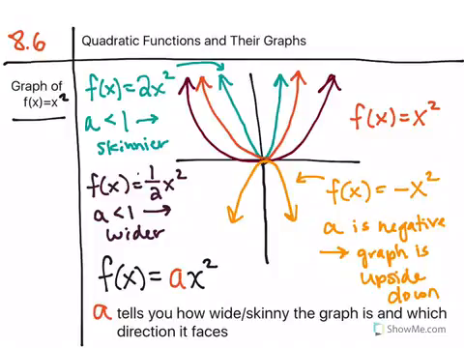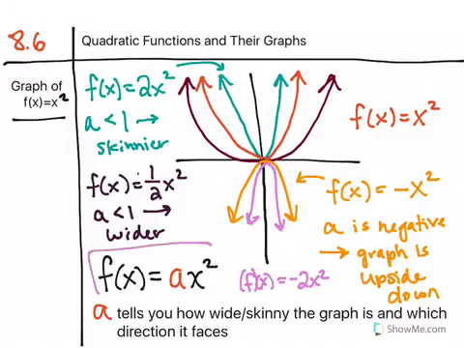And this can be true for a wider and a skinnier graph as well. Let's go ahead and add in another graph here. Go with pink. If we had f(x) equals negative 2x squared, then we would have a skinnier upside down graph. So a tells you how wide or skinny the graph is and which direction it faces. So let's keep in mind this equation, and a changes the width and the direction.